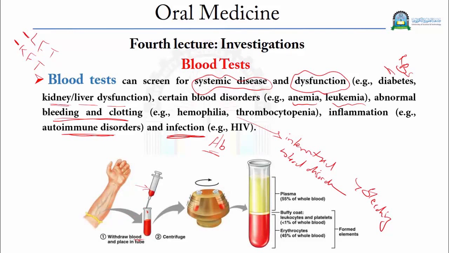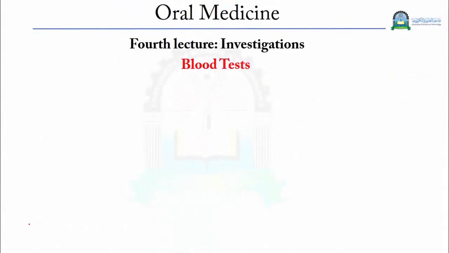put it in the laboratory tube, and centrifuge. This centrifuging will separate the components of blood, each part alone. This is the plasma, which contains about 55% of the whole blood, and this is the buffy coat area containing leukocytes, white blood cells, and the platelets, which comprise about 1% of the whole blood, and this part contains 45% of the whole blood, which contains the RBCs.